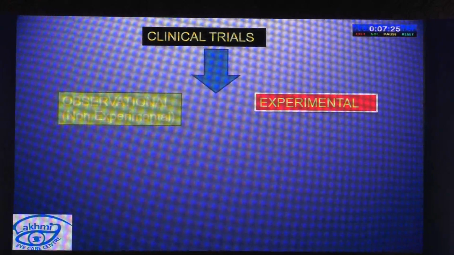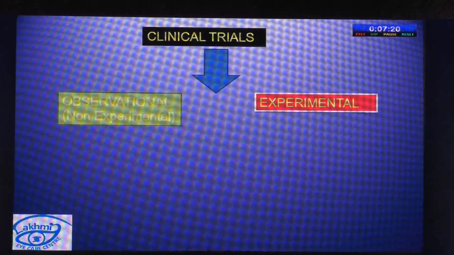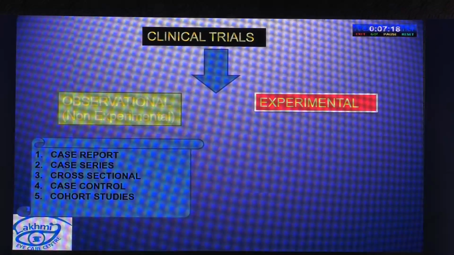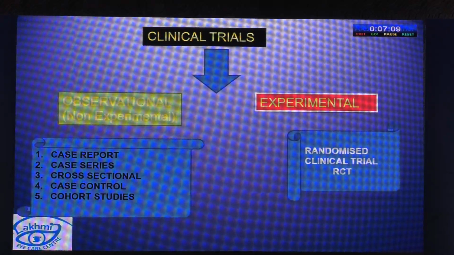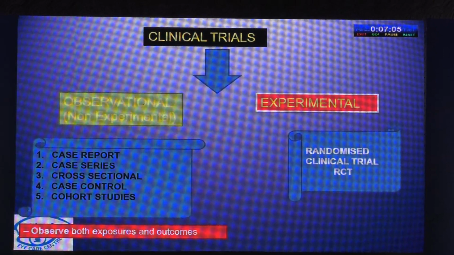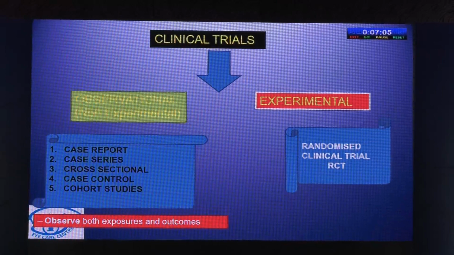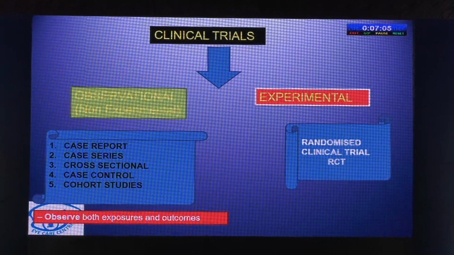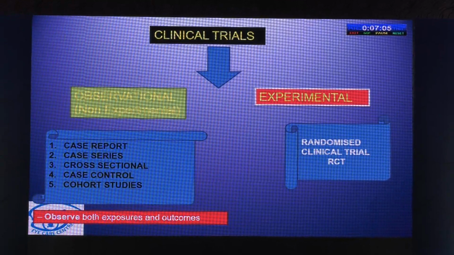There are studies of two types. One is observational or non-experimental, and the second is experimental. The observational group includes case report, case series, cross-sectional, case-control and cohort studies, whereas the experimental group is the randomized clinical trial, called RCT. In the observational group, one observes both the exposure and the outcome, whereas in the experimental group, it is stuck.